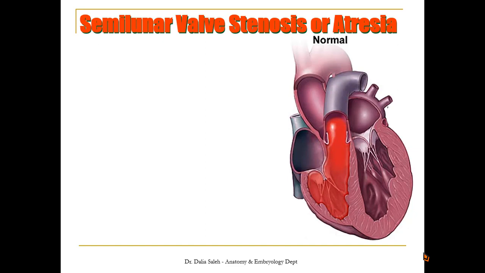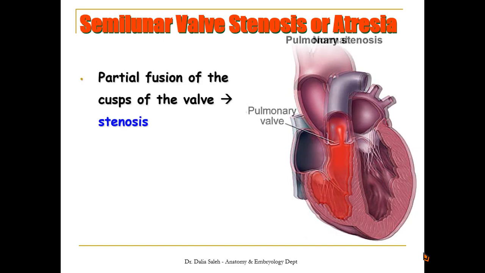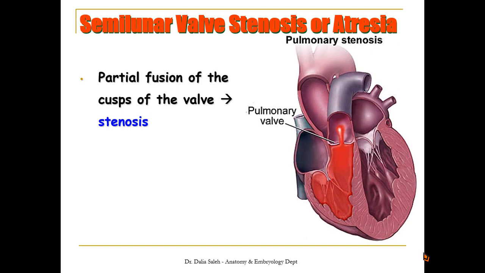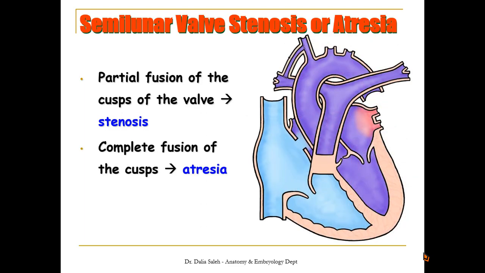If there is partial fusion of the cusps of the valve, we will end up with what is called valve stenosis. You can see that the amount of blood that passes through the pulmonary trunk is less than the normal amount. But if there is complete fusion of the cusps, we will end up with what is called valve atresia.